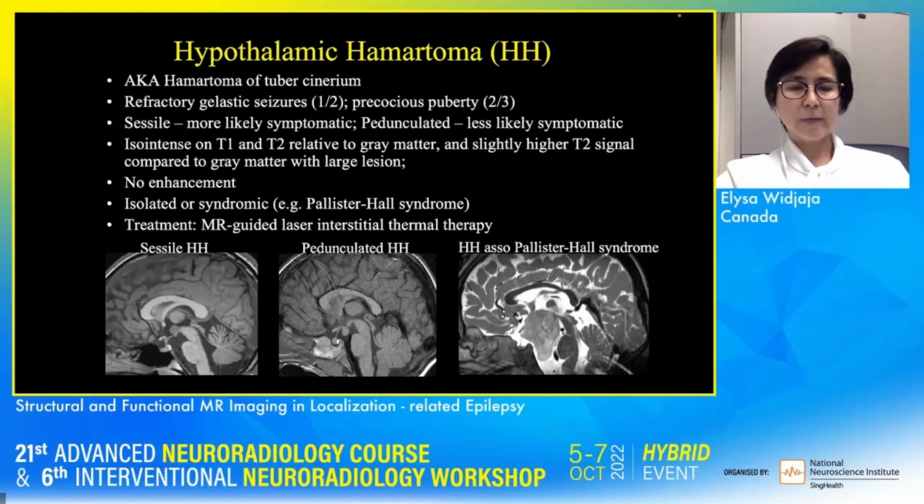Hypothalamic hamartoma may be isolated or syndromic. The syndromic form includes Pallister-Hall syndrome. Treatment of hypothalamic hamartoma includes MRI-guided laser interstitial thermal therapy.